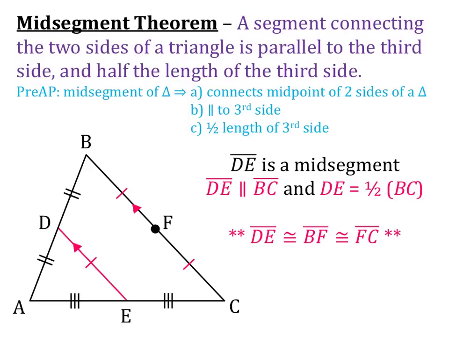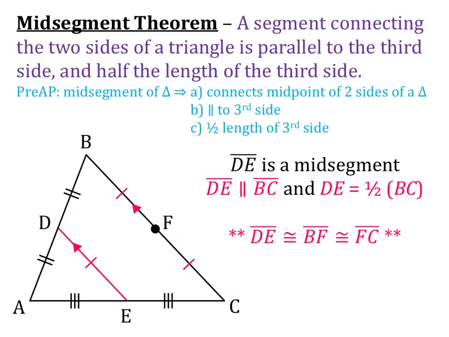So in our picture, we know that DE is a midsegment. We know that because AD and BD are congruent as marked, and AE and EC are congruent as marked. So that means D and E are midpoints, so DE is a midsegment. And using the midsegment theorem, we know that DE is parallel to BC, and so we have the parallel arrows right here, and that DE is 1/2 of the length of BC, so it's half the length of its larger counterpart.